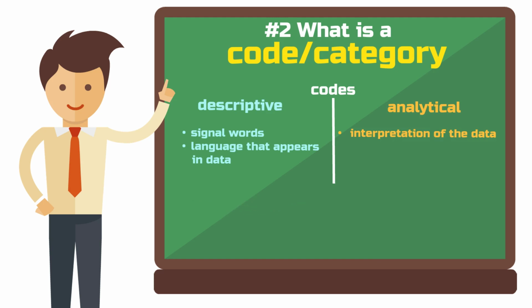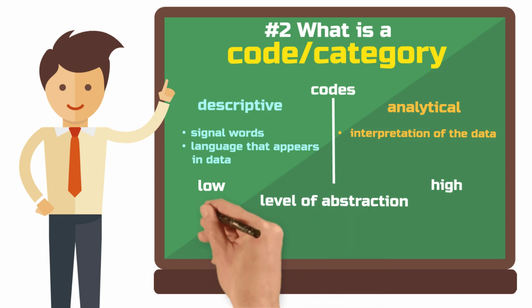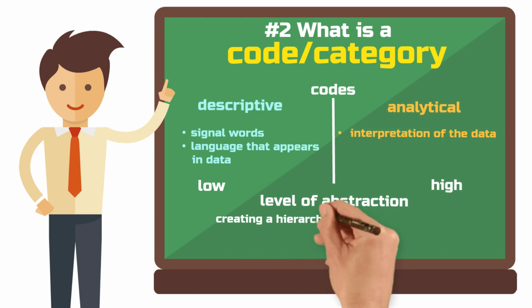The codes can have different levels of abstraction. The lower the level of abstraction, the more descriptive the code. The higher the level of abstraction, the more analytical the code. These different levels of abstraction contribute to creating a kind of hierarchy between the codes.